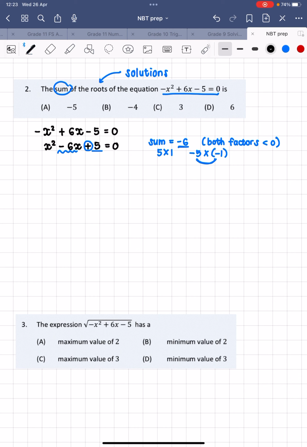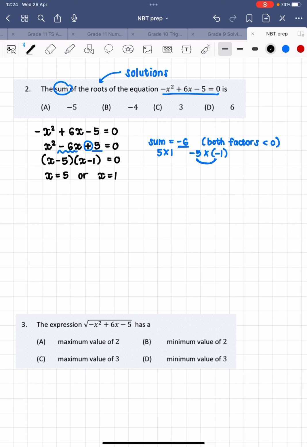Okay, so in my brackets, I'm going to have x minus 5 times x minus 1 equal to 0, and then from there I'm going to make each bracket equal to 0 separately, and I'm going to end up with 2 answers, x equals 5 or x is equal to 1.